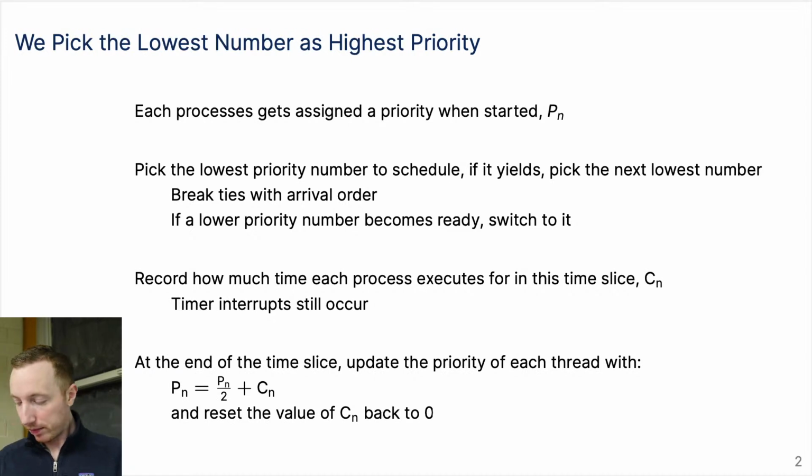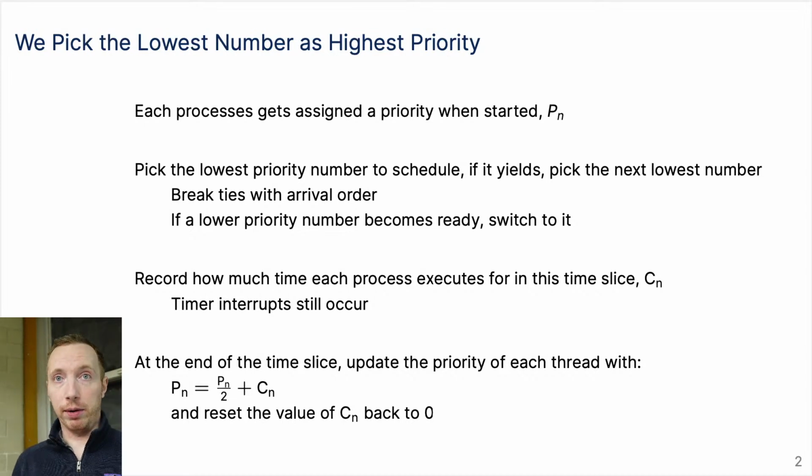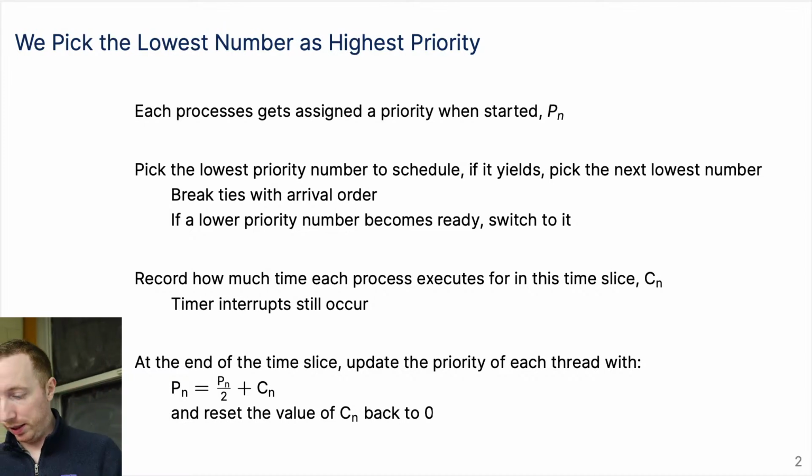How it's going to work is each process gets assigned a priority when it's started, say Pn, where n is the process ID number. Then we're going to pick the lowest priority number to schedule. If that process decides to yield or block or whatever and gives it up, we pick the next process in our queue based off our priority order, and we can break ties with arrival order. If a lower priority number becomes ready, we schedule that. If there's a tie where something of the same priority is already running, we won't bother switching to it. But if a higher priority, or lower number, comes in, we'll schedule that immediately.